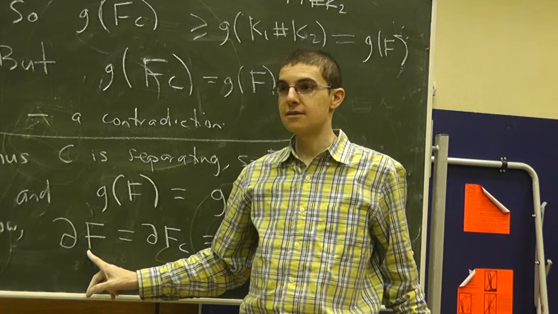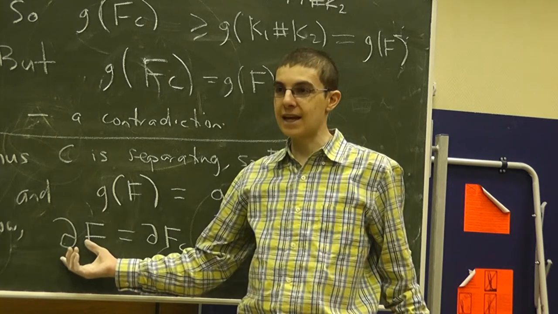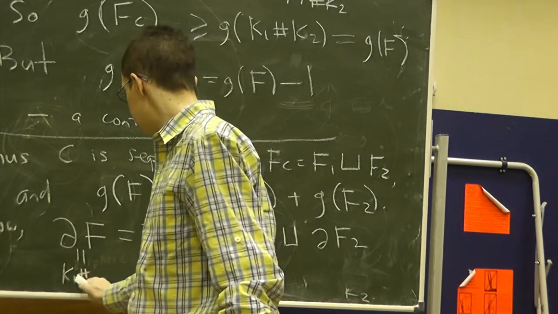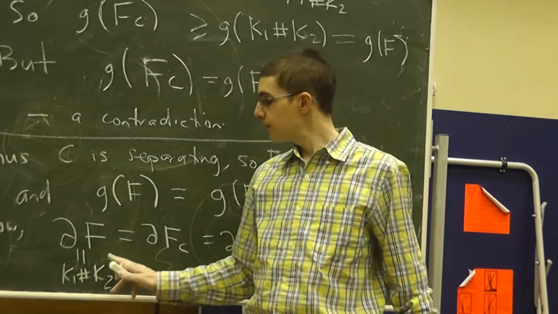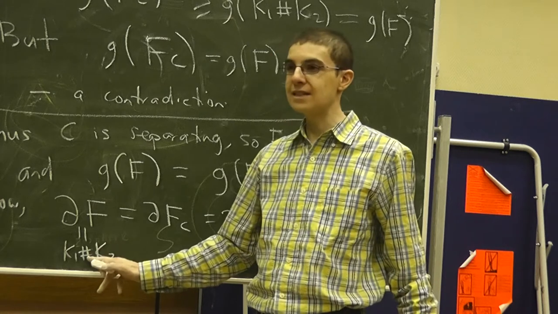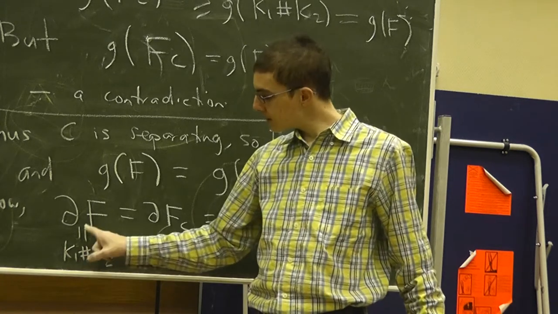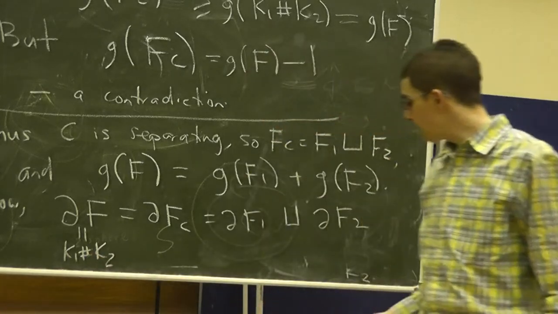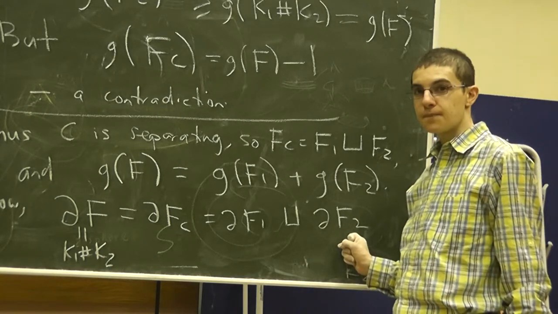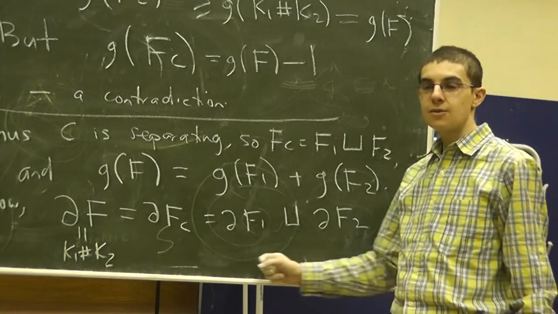Okay, now, the boundary of F. What was the boundary of F? It was the knot, K1 connect sum K2. So in particular, is the boundary of F connected? Is a knot connected? It's a curve. It's connected. Okay? So now here, this boundary is connected, and we've just said it's equal to the disjoint union of the boundary of this piece and the boundary of this piece. So what does that tell us about the boundary of F, and what does it tell us about this union?